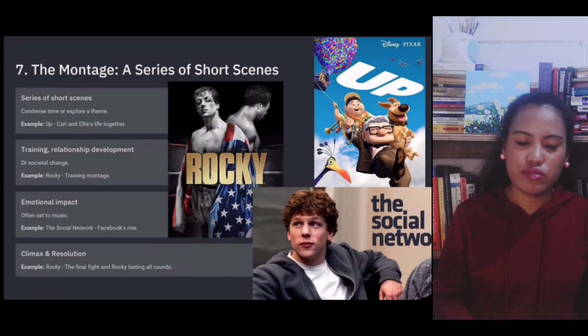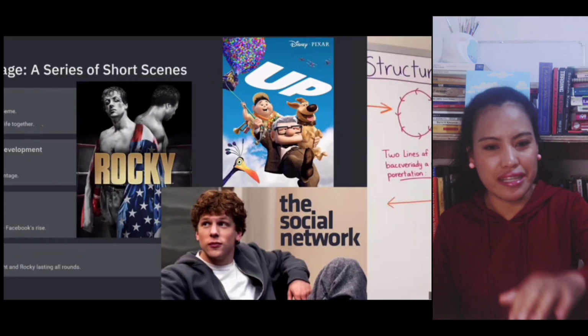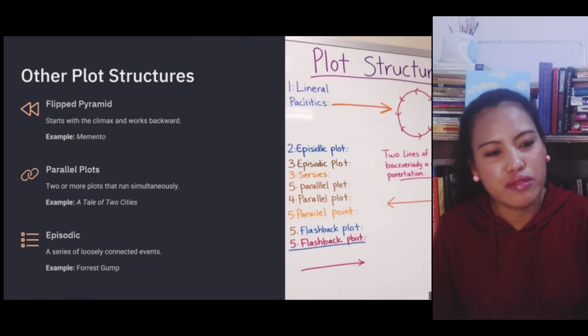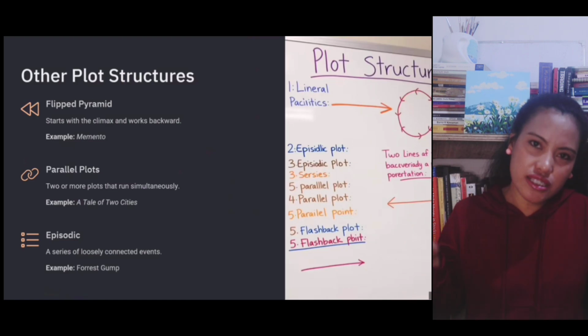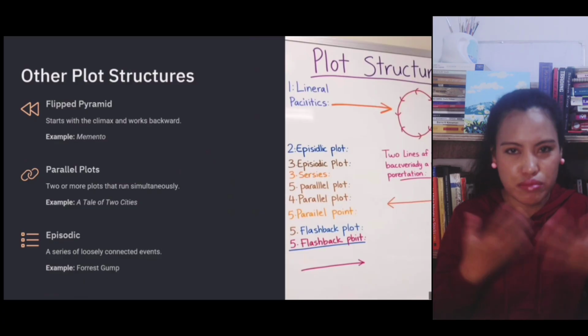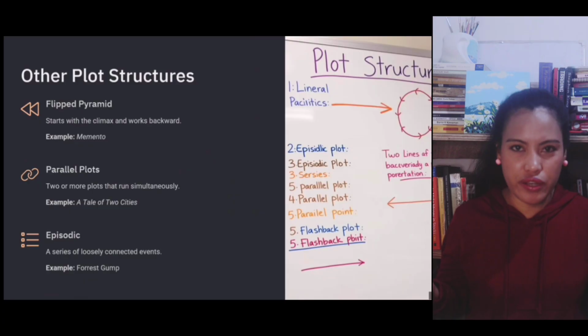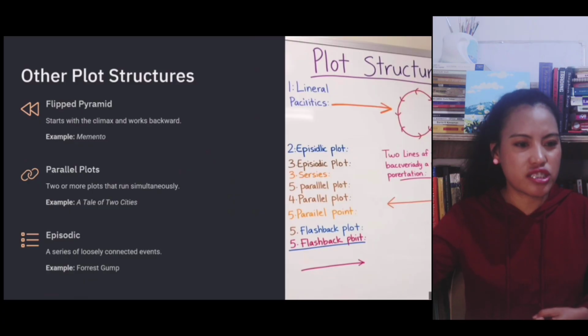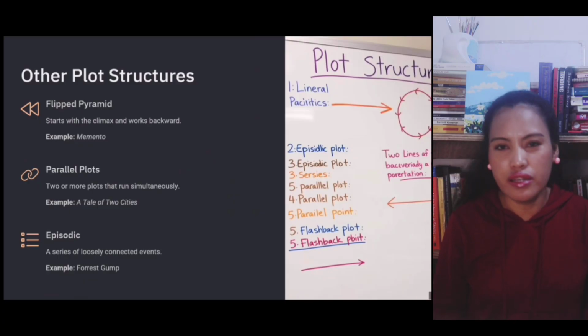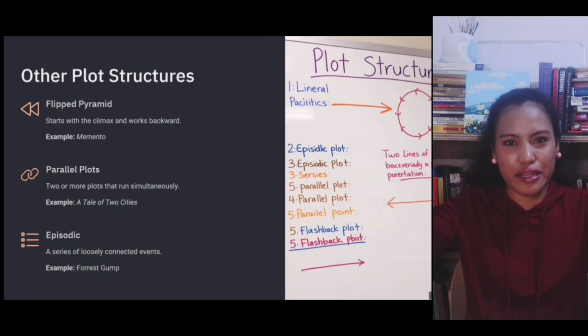So what was used there in the structure was montage, or a series of short scenes. And we also have other plot structures which are less common, yes, but all the same, similarly powerful and similarly useful. We have the flipped pyramid, wherein it starts with a climax and works backward, like in the story Memento.